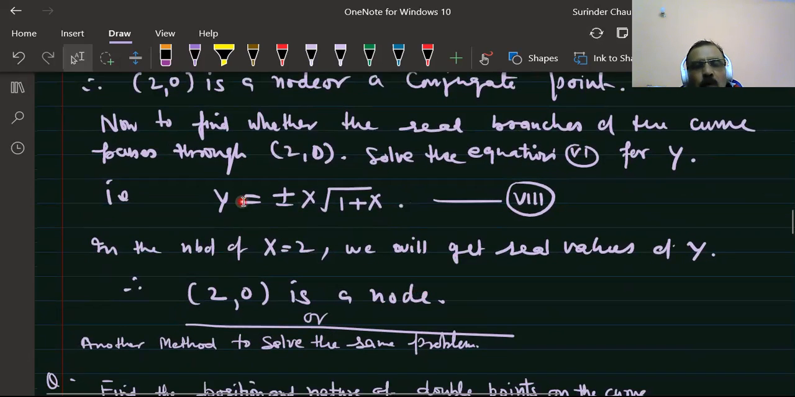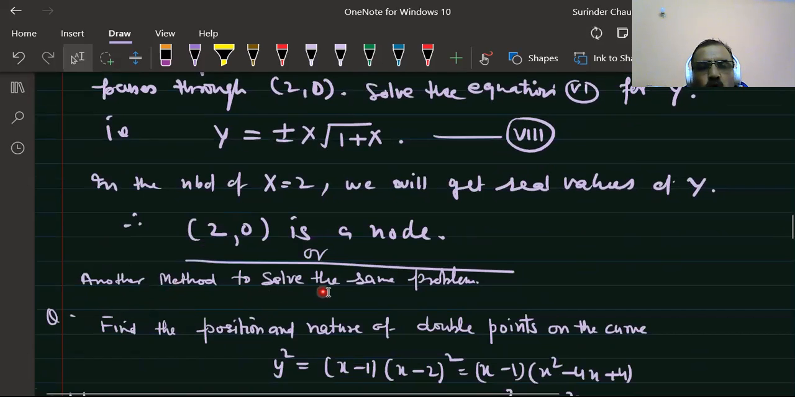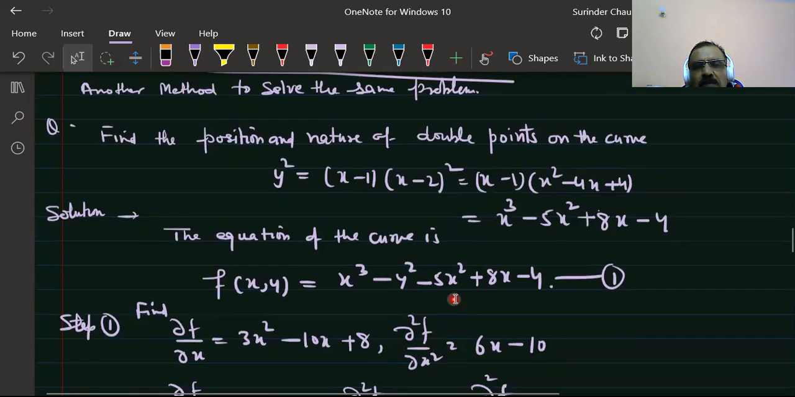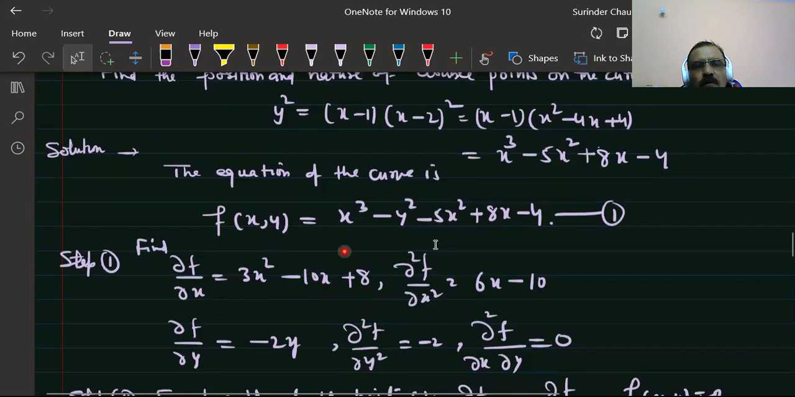Now we'll solve this same problem by another method. Now this is the question: find the position and nature of the double point. This equation, simplified, gives f of x, y is equal to x cube minus y square minus 5x square plus 8x. Now, because the origin does not pass through this curve, we have to solve this problem this way.